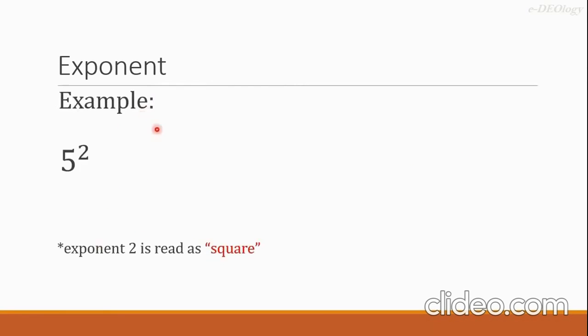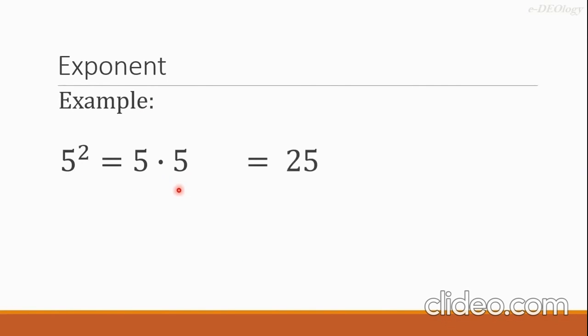So let's have an example. So this is 5 raised to 2. But for exponent 2, there is a special name for that, and we read it as square. So this example is read as 5 square. So the 5 is the base, and the 5 is multiplied 2 times by itself. So this is 5 times 5 equals 25.